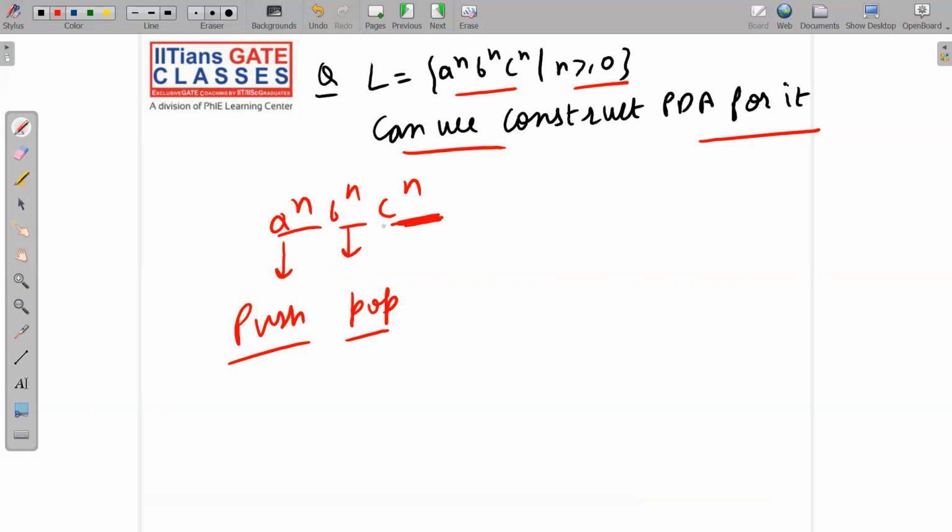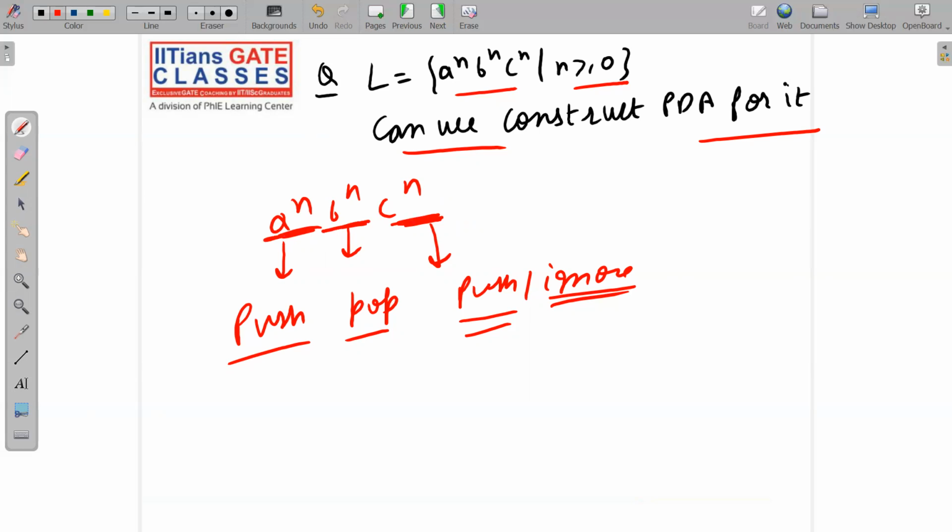When C's come, the stack should be empty. So what can you do with C? You can push, or you can ignore. Ignore means you are not pushing them onto the stack, you are just ignoring them. Pushing means you are pushing the C's onto the stack. So whatever way you do, we cannot guarantee that A, B, and C are equal.